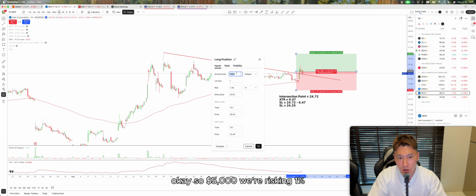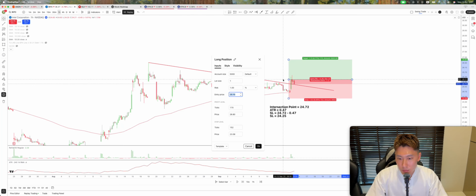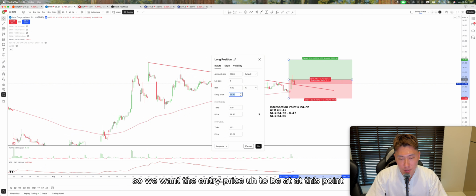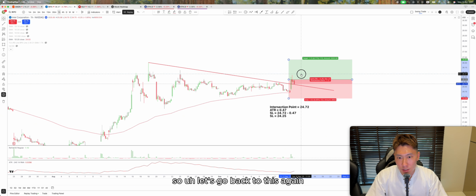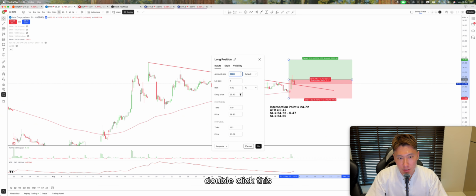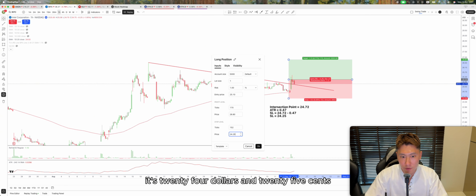Okay, so $5,000. We're risking 1%. The entry price is, let's say, here, right? What's this price? We want the entry price to be at this point right here, because we know that when the bar closes, the entry point is actually here. So let's go back to this again. Double click this. The entry price we know is at this price exactly here, $25.10. The stop loss, we already know that it's $24.25.